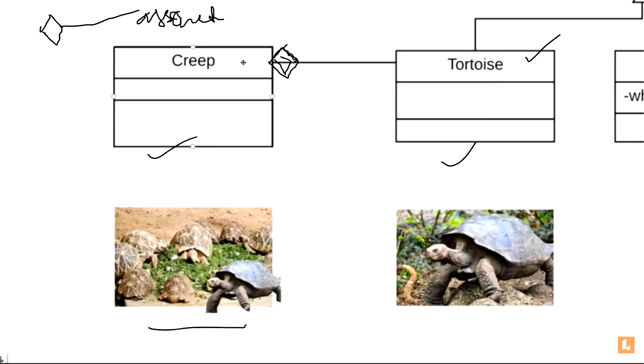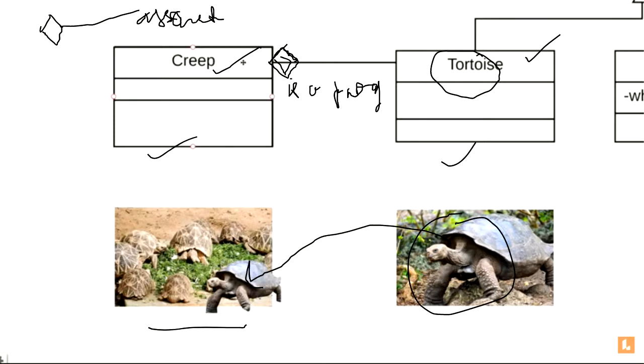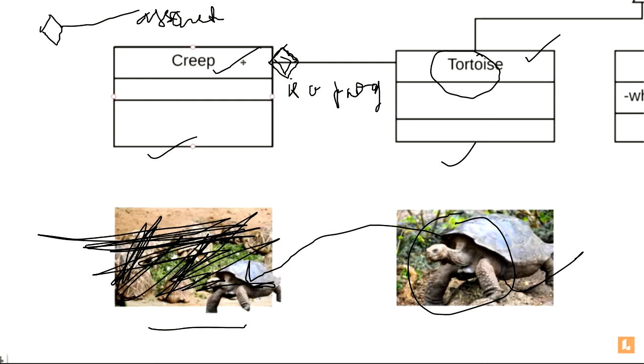this means that this tortoise is a part of creep. This tortoise is a part of creep. But this tortoise has its own individual existence also. Means if all these group of tortoise gets killed, gets destroyed, then also this tortoise will have its single existence. It will not end. If this class is destructed or destroyed, then also this class will stay here. That is meant by association.